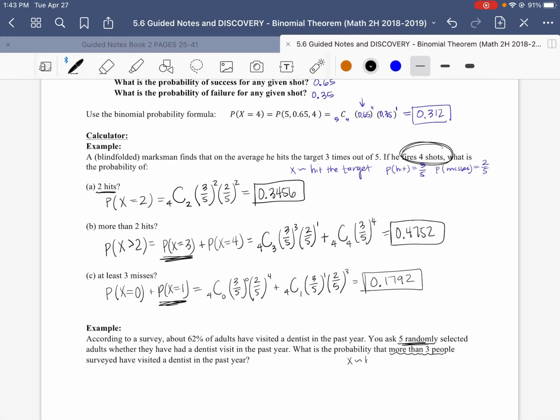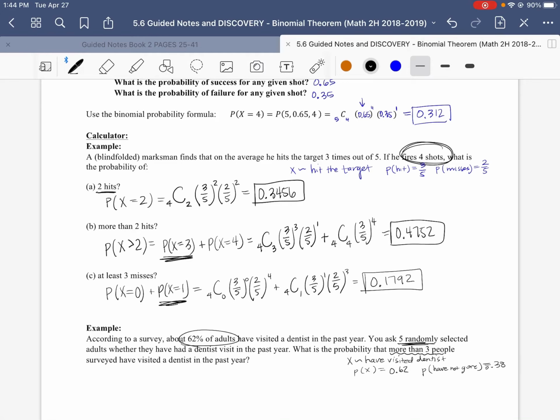It said have visited, so it sounds like we're talking about people that have visited and people that have not. So have visited the dentist, I'm going to call that success. And it looks like the probability they went to the dentist was about 62% of adults. So 62% have gone, which means the probability of have not gone is 100% minus that 62%, so 38%.